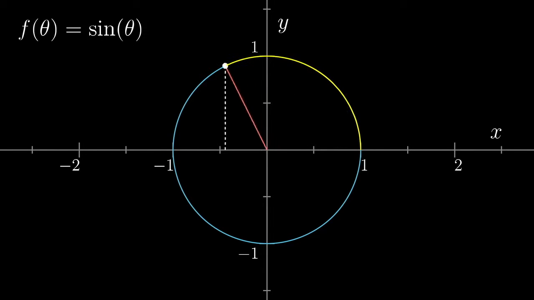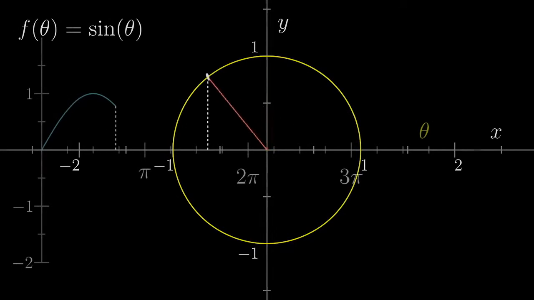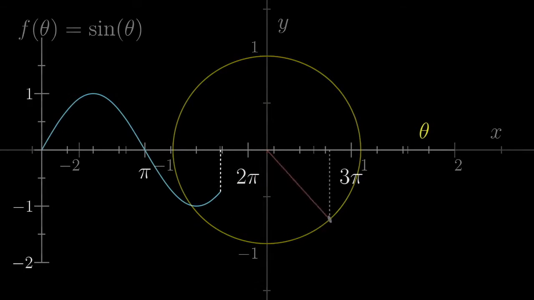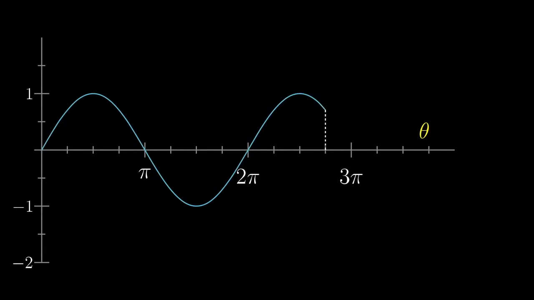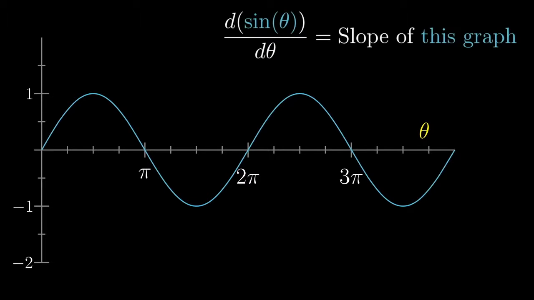And as your theta value increases and you walk around this circle, your height bobs up and down between -1 and 1. So when you graph sine of theta versus theta, you get this wave pattern, the quintessential wave pattern. And just from looking at this graph, we can start to get a feel for the shape of the derivative of the sine. The slope at 0 is something positive, since sine of theta is increasing there.